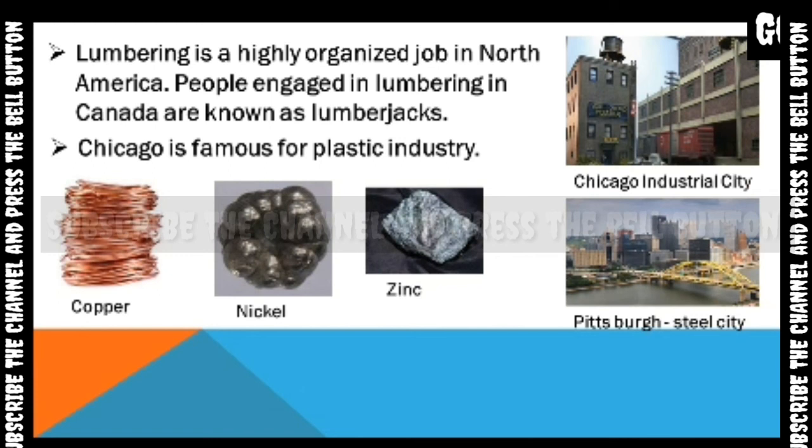Pittsburgh is the famous steel industry city. Chicago is an industrial city, as you can see in this picture. Wood pulp, paper, and newsprint are produced in the USA and Canada. Softwood is used in making paper, pulp, cardboard, and newsprint. Pulp is used to produce synthetic fiber. Canada is one of the top exporters of paper, pulp, and newsprint.